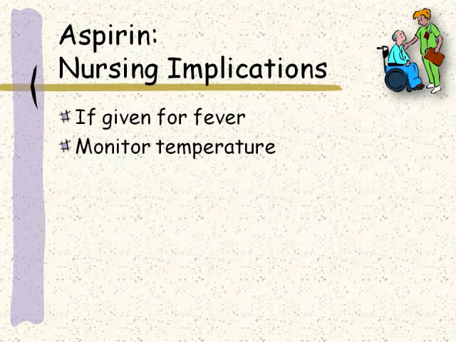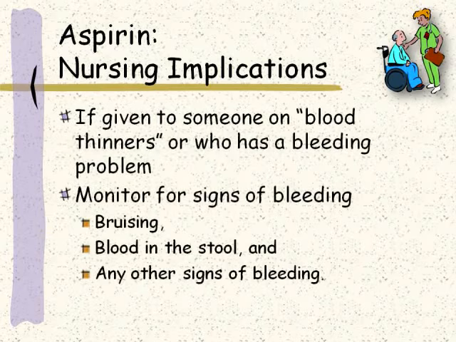If we give this person aspirin for fever, it's the nurse's job to monitor the temperature. Is it working? Is the aspirin bringing the person's temperature down to normal, or at least bringing it down some? If we give a person aspirin and they happen to be on blood thinners or have a bleeding problem, we really need to be monitoring for signs of bleeding. That could be bruising, blood in the stool, and any other signs of bleeding.